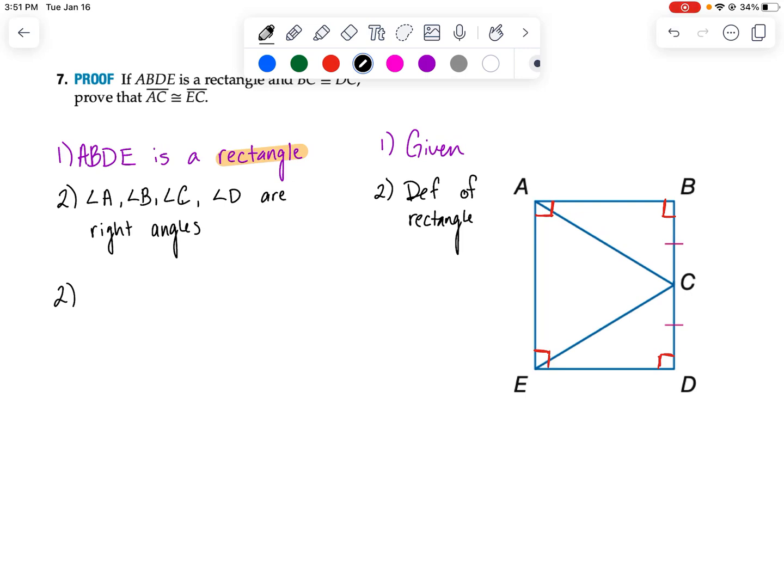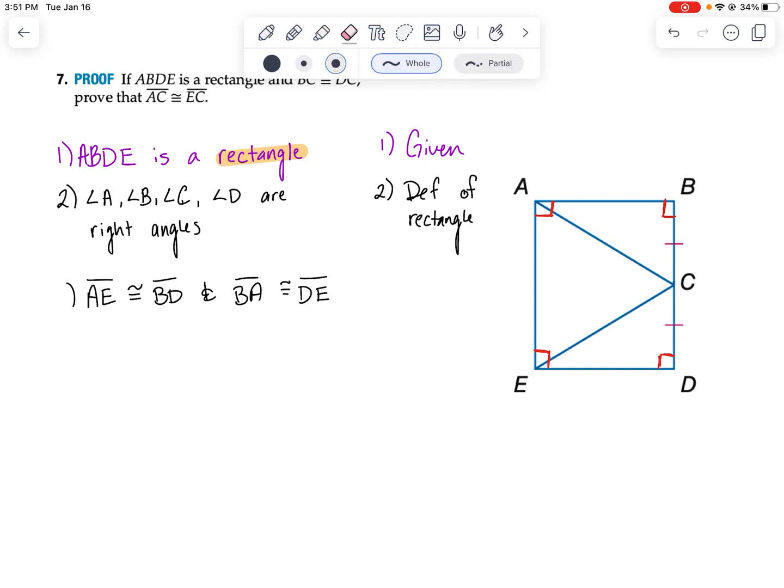I also don't really have any diagonals drawn in here, but what I do have are opposite sides that are equal. So I could say that AE is congruent to BD, and AB is congruent to, or BA is congruent to DE. BA congruent to DE. I don't know why I put 2 there again. It should be step 3.